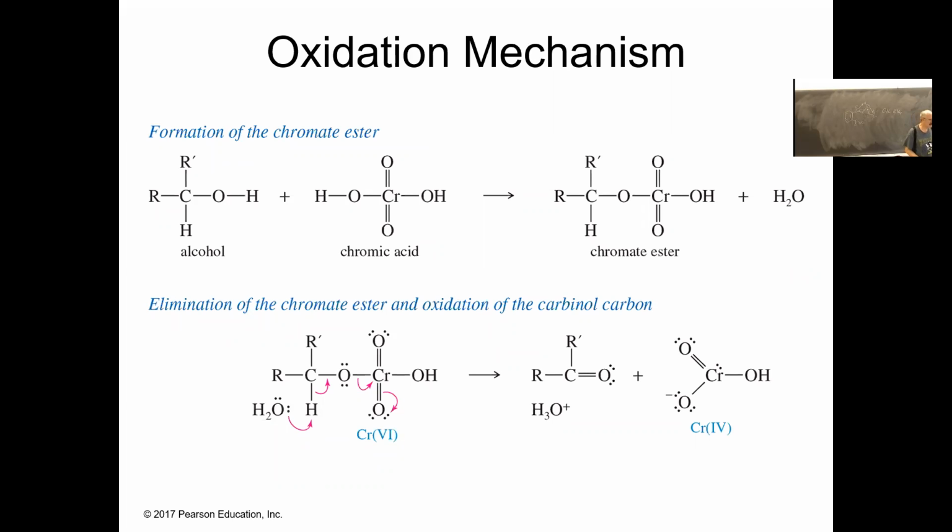Okay, so here's the oxidation mechanism. The alcohol reacts with chromic acid, splits out water. We form this chromate ester. Water then removes this hydrogen. This pair of electrons shifts, and then chromium breaks off. And we get our ketone in this case, and then chromium 4. We also get chromium 3.